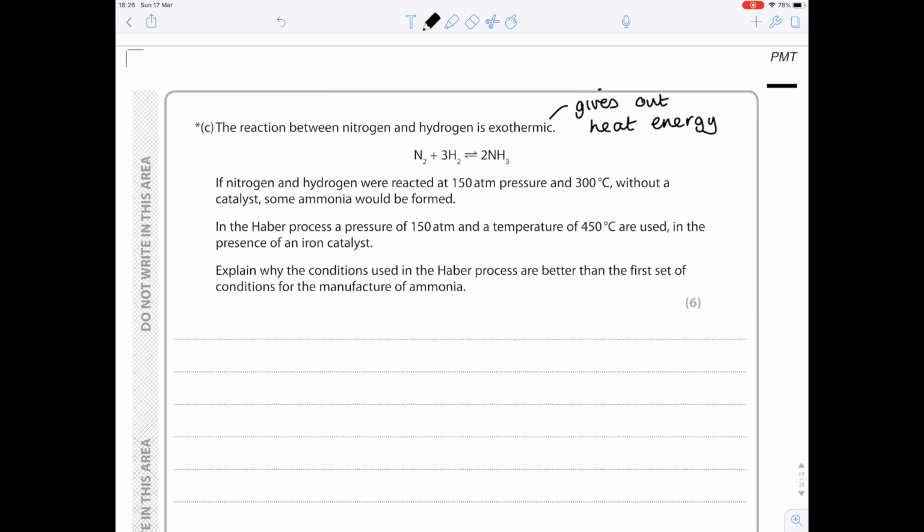So let's first of all look at the fact that the reaction is exothermic. Because the forward reaction is exothermic, meaning that it gives out heat energy, really you want to lower the temperature. So first of all, we're going to state that really a lower temperature should be used because the forward reaction is exothermic.